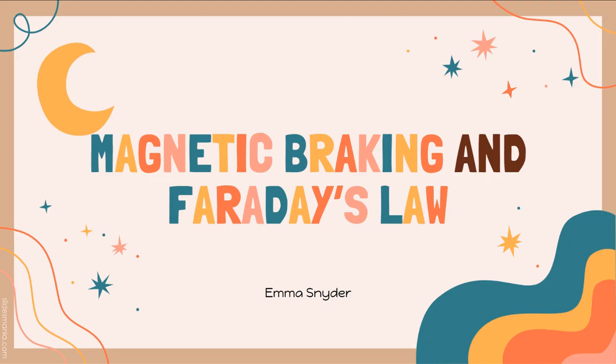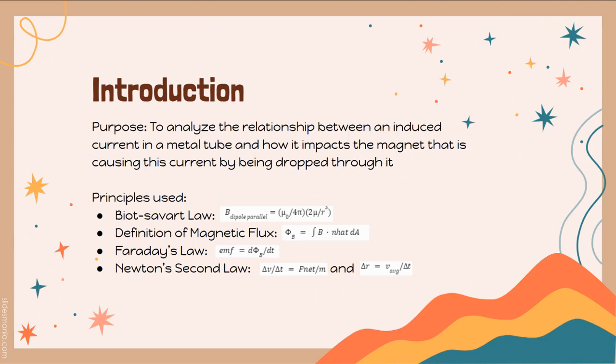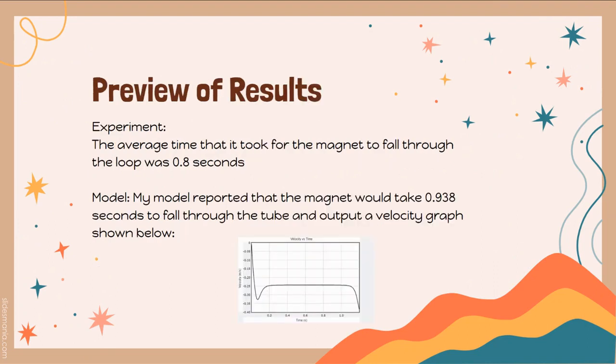My name is Emma Snyder, and this is Lab 5 for Physics 2, Magnetic Braking and Faraday's Law. The purpose of this lab is to analyze the relationship between an induced current in a metal tube and how it impacts a magnet that is causing the current in the tube by being dropped through it. The principles used were the Biot-Savart law, the definition of magnetic flux, Faraday's law, and Newton's second law. All of the equations for these are seen on the slide.